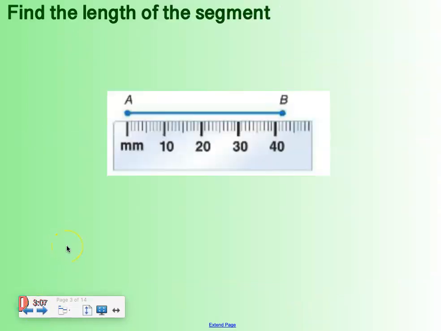Find the length of the segment. So pretty self-explanatory. I want to figure out how long segment AB is. So you guys have all used a ruler before, so I'm going to write segment AB is equal to how long it is. Well, I know it's about 42. And if we're given the units, let's use them, millimeters. Right, I can measure how long that segment is.